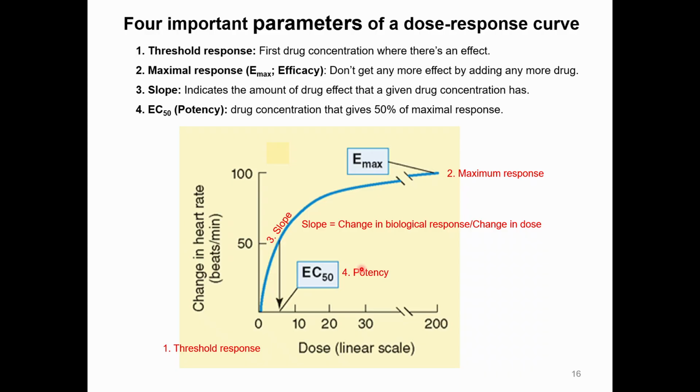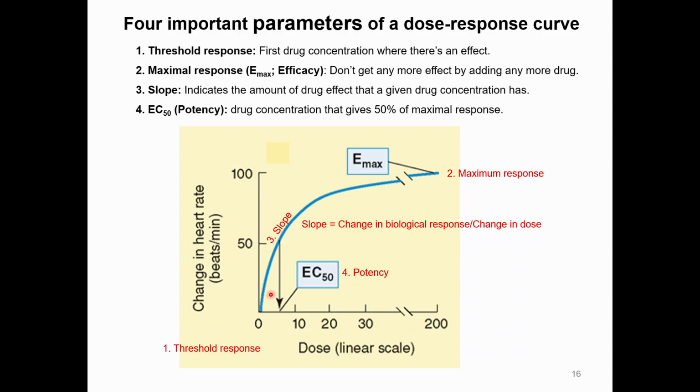So if you look at this dose response curve, and here's a linear one, there are at least 4 different things that you can measure. We've already mentioned the EC50 and the Emax, but there are some other things that you can learn. The first one is the threshold response. That's the first drug concentration where there's an effect. So this drug here has essentially no threshold value. As soon as you start adding drug, you start to get some kind of a response, okay?